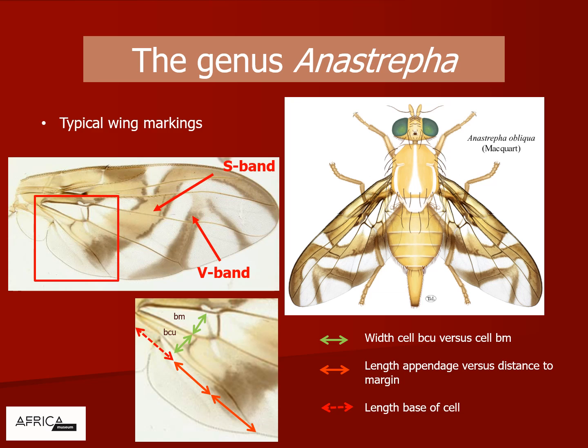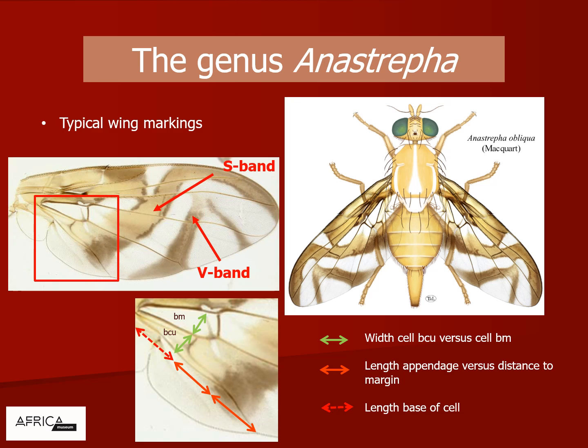Most Anastrepha species are relatively large with a yellowish to brown-black body color, often marked with longitudinal stripes on the thorax. The female of some species have a very elongated ovipositor. Regarding the shape of the cells BCU and BM, the green double-headed arrows show the width of cell BCU versus BM. You can see that both cells have approximately the same width.